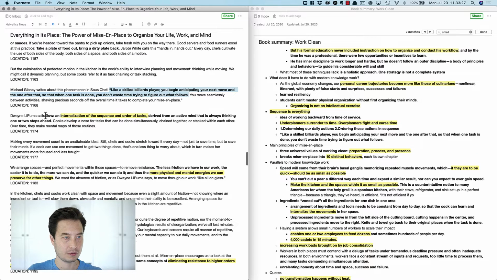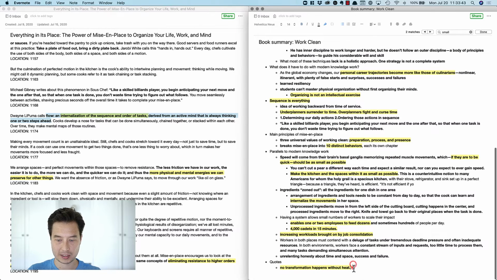Okay, flow. So this is kind of neat. It's a definition. Flow is an internalization of the sequence and order of tasks, derived from an active mind that is always thinking one or two steps ahead. That's such a beautiful sentence. I'm going to add it to my quotes down here.